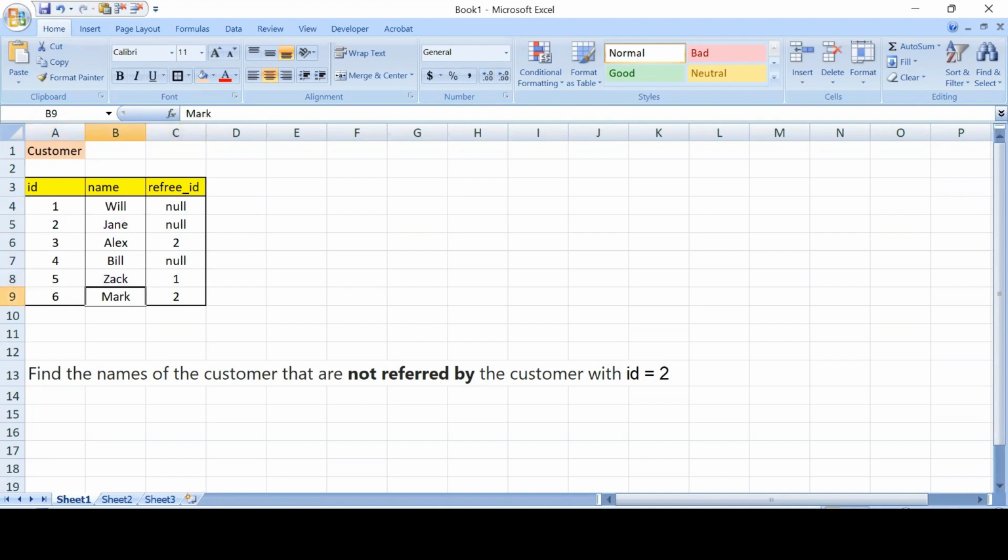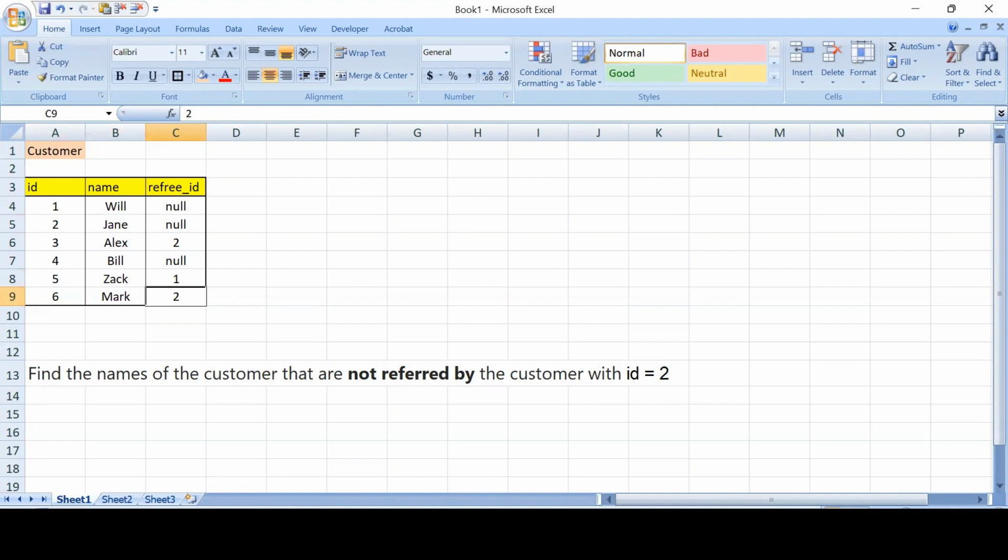Now, Mark was referred by ID number 2. And as we have already looked, who has the ID number 2 here? Jane. So Jane has referred 2 people, Alex and Mark. They both have referee ID number 2. So I hope you understood what this table represents to us.